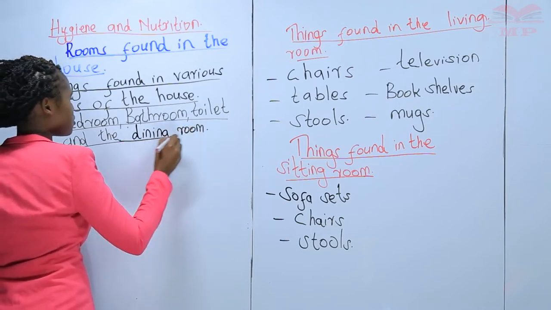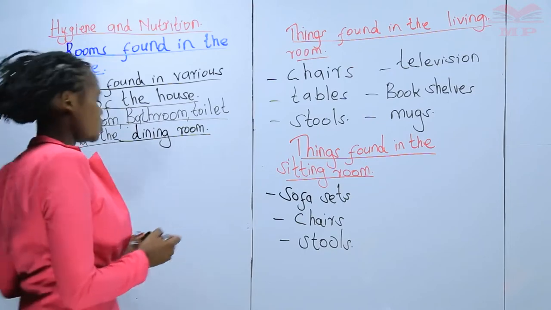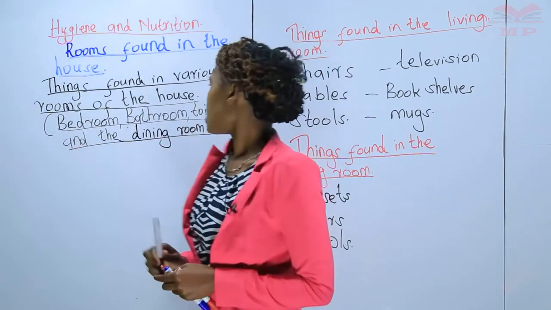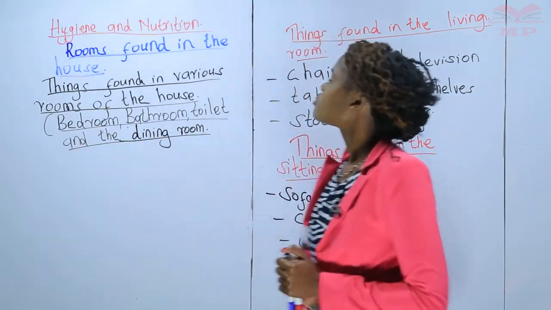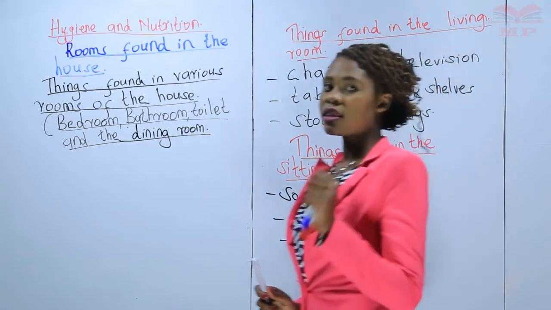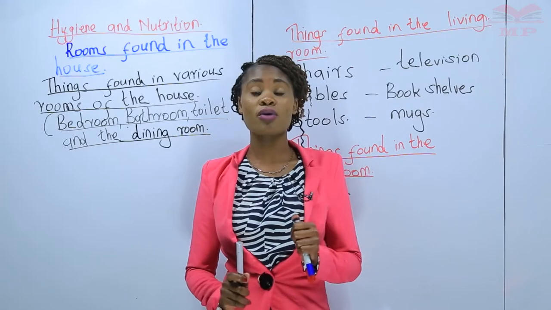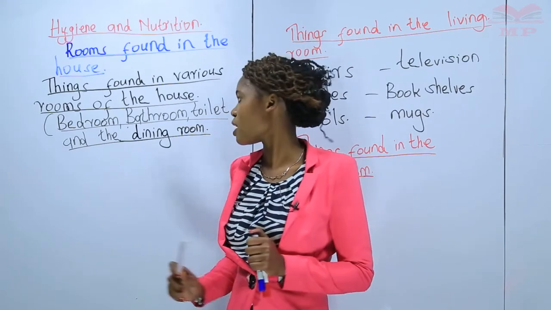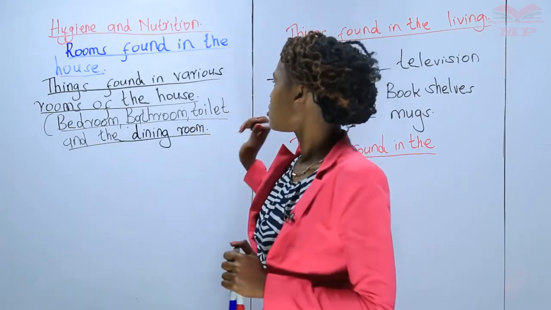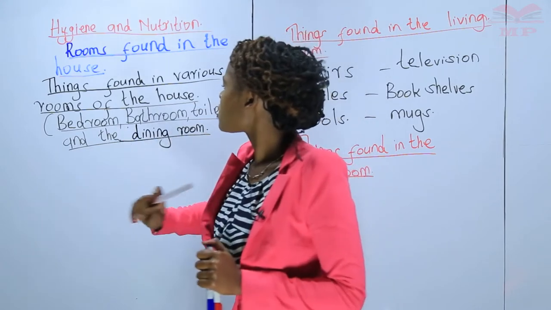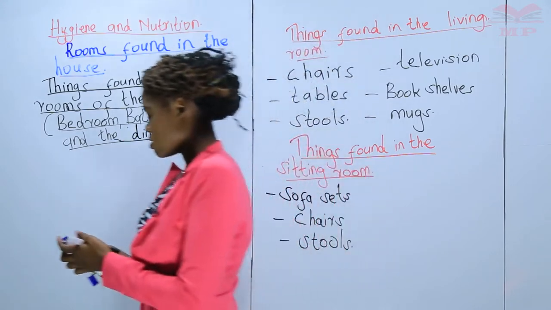The dining room. So, that's what we are going to focus on. Now, let's start with the first room, which is the bedroom. Remember that we learned that a bedroom is a place where we sleep. We take our naps or we sleep in a bedroom. Let's find out some of the things that are found in the bedroom.